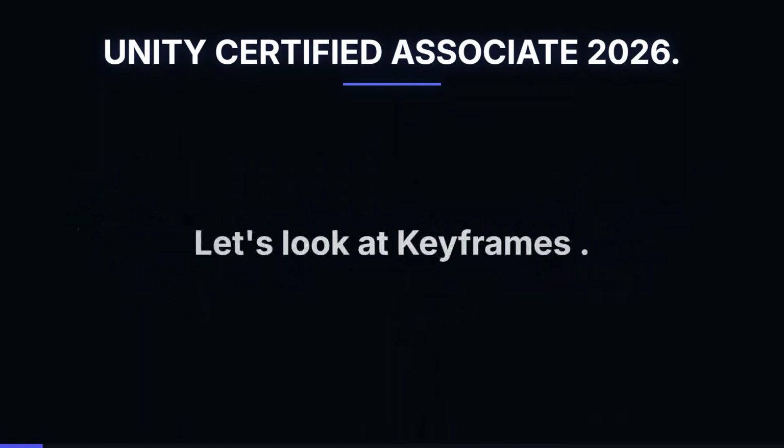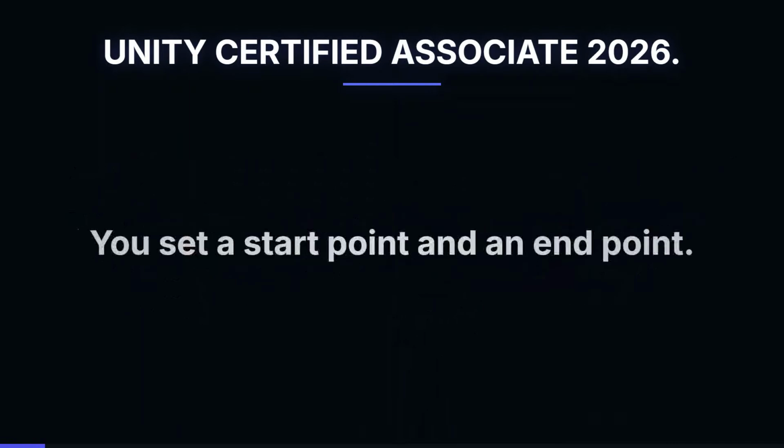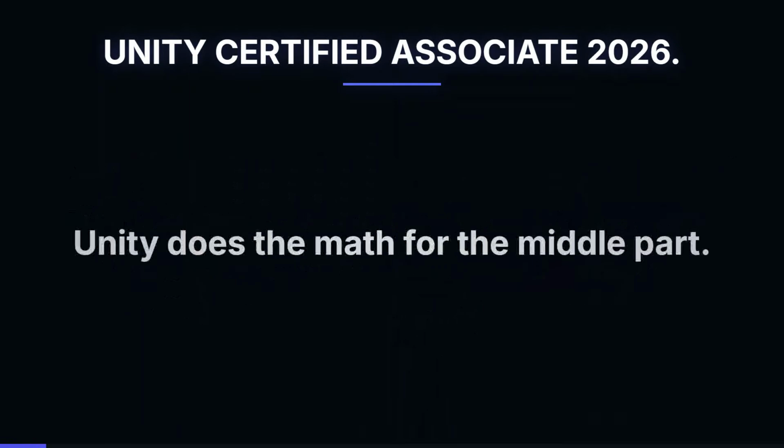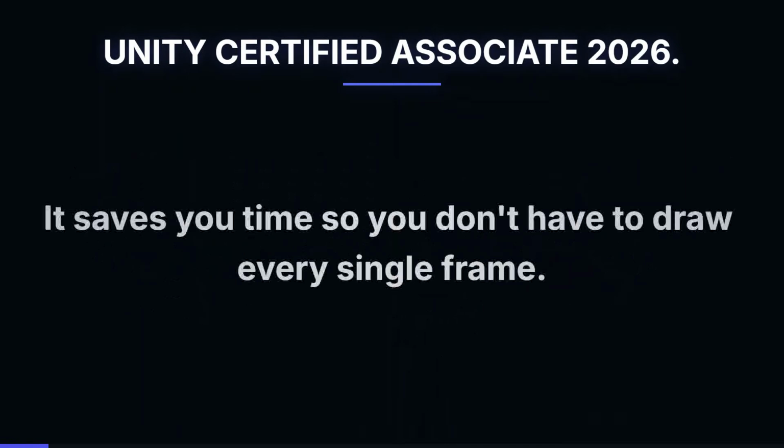Let's look at keyframes. When you open the animation window, you see a timeline. You set a start point and an end point. Unity does the math for the middle part. This is called interpolation. It saves you time so you don't have to draw every single frame.